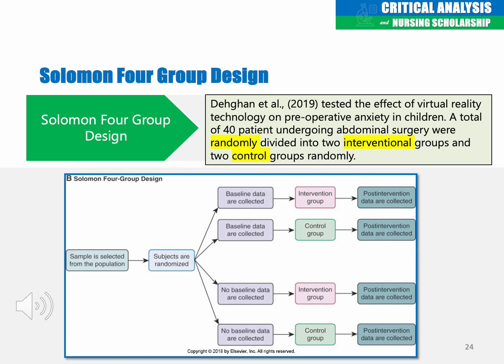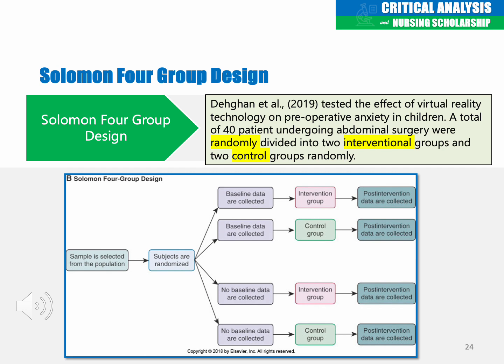Now let us try to analyze if the 3 criteria of true experimental research designs are present. First, the presence of randomization. And here, we can see that the 40 patients undergoing abdominal surgery were randomly divided into 4 groups. How about control and manipulation?